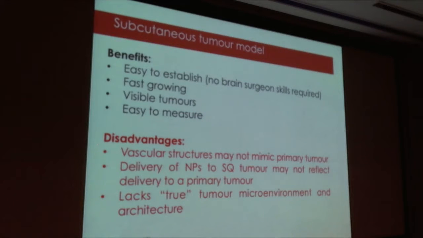The big disadvantages are the vascular structures may not mimic the primary tumour. And we've actually found this with some of our lung cancer models, that in the subcutaneous model the architecture of the tumour looks very different to what a human tumour looks like. And the other thing is that the blood vessels are often quite different compared to, say, an orthotopic tumour that I'll be talking about. So it may not necessarily reflect delivery to a primary tumour. And it also lacks a true tumour microenvironment and architecture.